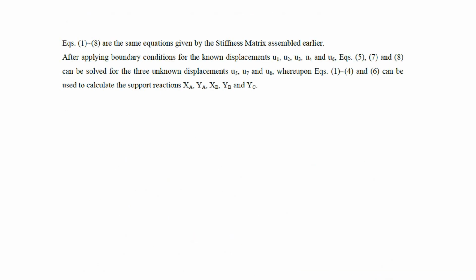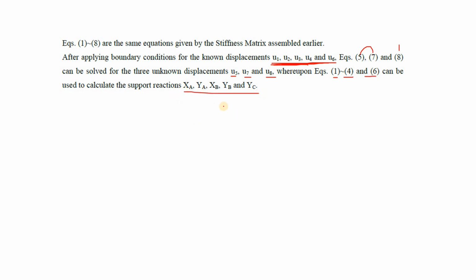These 8 equations are the same equations that we had gotten from the stiffness matrix that we assembled earlier. If we place the boundary conditions, meaning that u1, u2, u3, u4, and u6 are 0, in equations 5, 7, and 8, then we can solve for the displacements u5, u7, and u8. After the values of u5, u7, and u8 are gotten, we can place those values in equations 1, 4, and 6 to get the support reaction forces.